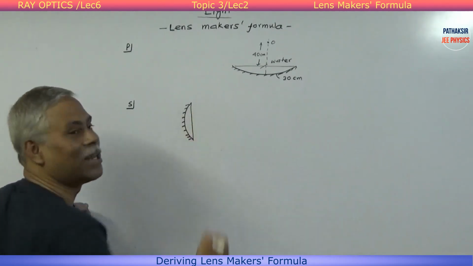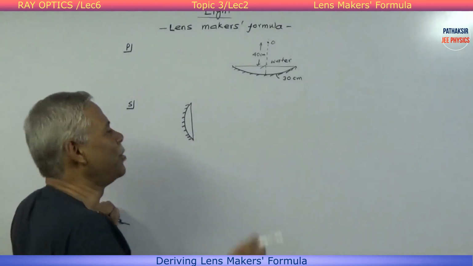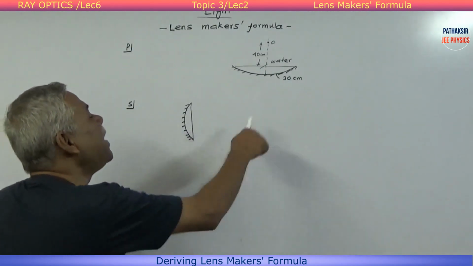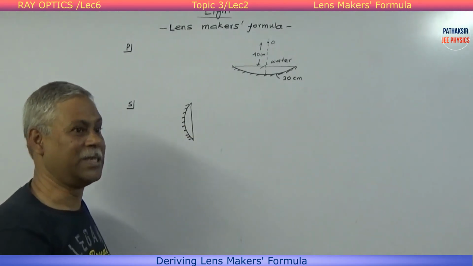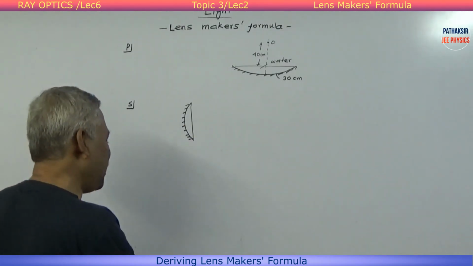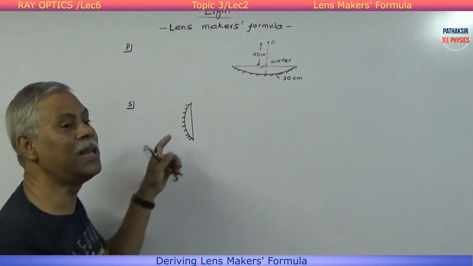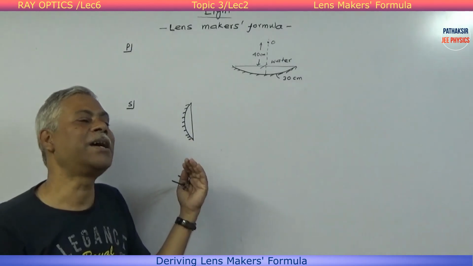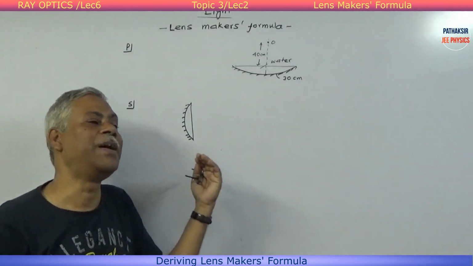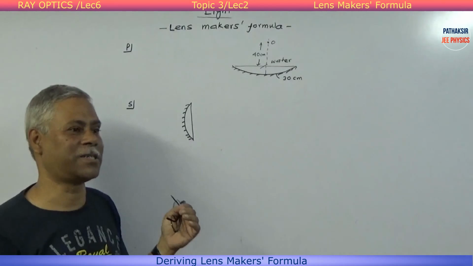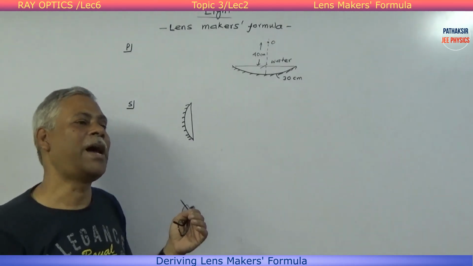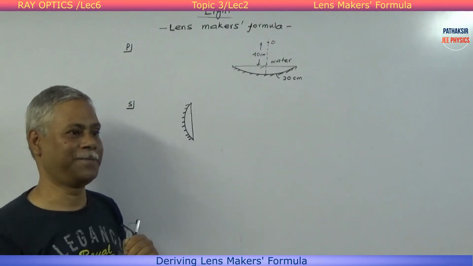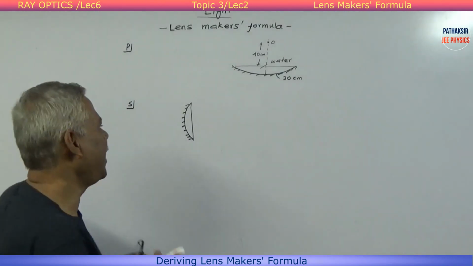Now there will be more critical problems. The solution will use the same approach. We'll split this. This is a better method always. We'll split this and show it as a combination of various lenses or mirrors. And how will you split? You will split following the path of the ray.